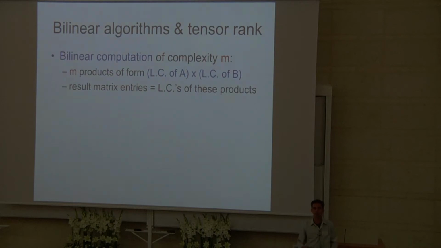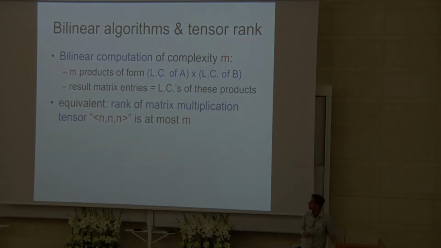Okay, so just to start, I want to say what the setting is. We're interested in bilinear computations, and the complexity of a bilinear computation basically counts the number of products. For those of you who are familiar with Strassen's algorithm, you can think of this as the general setting in which Strassen's algorithm fits. You take linear combinations of the matrix A, multiply them by certain linear combinations of the matrix B. You do m of those products, and the result matrix entries should be computed from linear combinations of those products. Any algorithm that has that form is a bilinear algorithm.